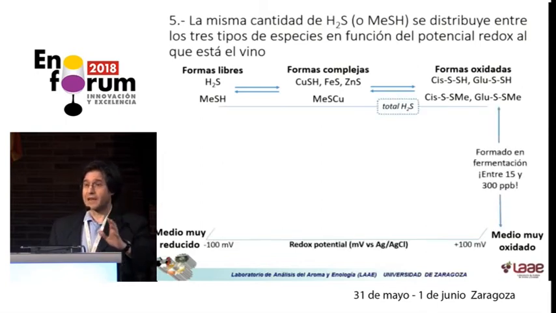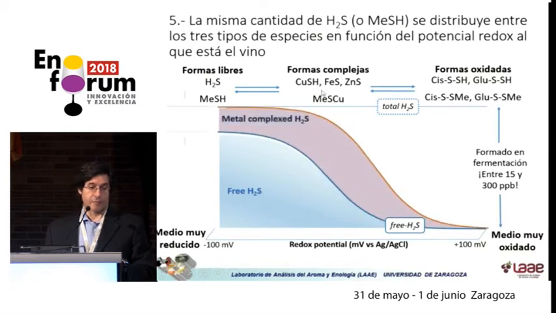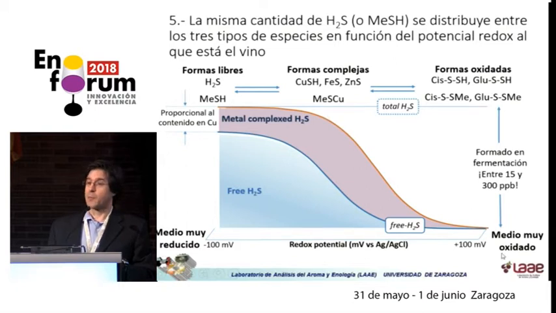Well, see what happens. This means that all the H2S that the wine has, which can be in any of these forms, is always the same, but depending on the potential, we will have some forms or other forms. So we will have free hydrogen sulfide, and we will be reducing the amount of free forms. The complex forms have average potentials, depending on the copper amount, and then oxidized forms will appear.